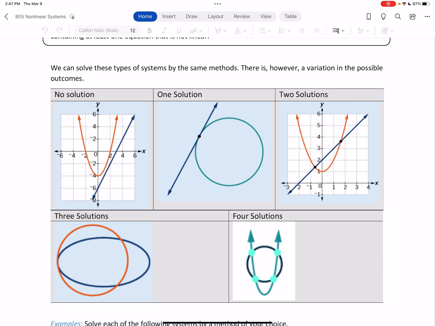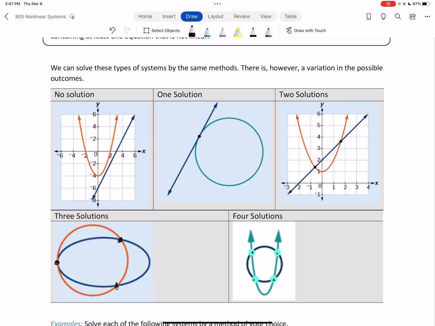When that happens, there are a lot of different things that could happen. They could not cross at all, no solutions. They could have one solution, two solutions. They could have three solutions. In this one down here, we see that this circle and this oval cross in 3 points. They could even have four solutions. You see how a circle and a parabola could cross in 4 points?